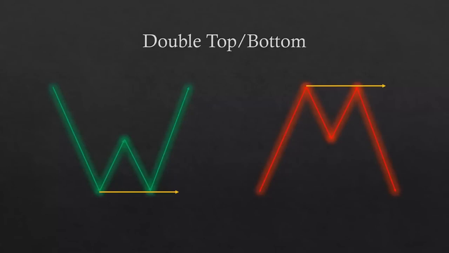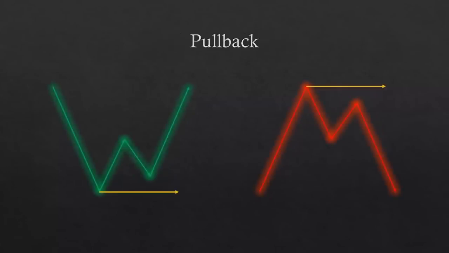The pullback is similar to the double top or bottom, but the second drive fails to reach the same level of the first one. The bullish pullback is marked by 2 higher lows, while the bearish pullback is marked by 2 lower highs. In the bullish pullback, the fact that the market fails to meet the previous low is an indication of buying pressure, while in the bearish pullback, the fact that the market fails to meet the previous high is an indication of selling pressure.